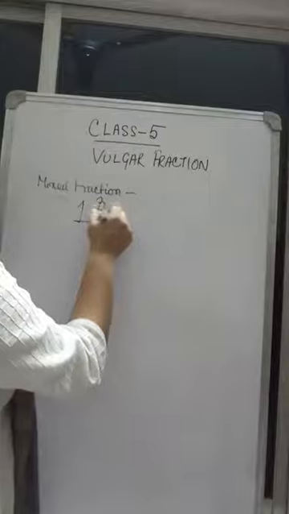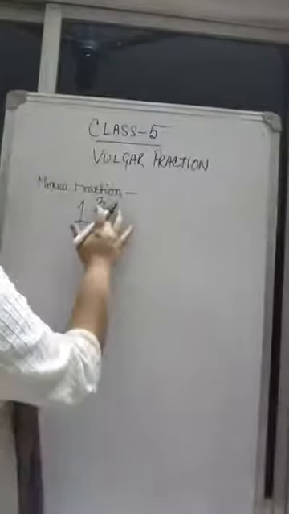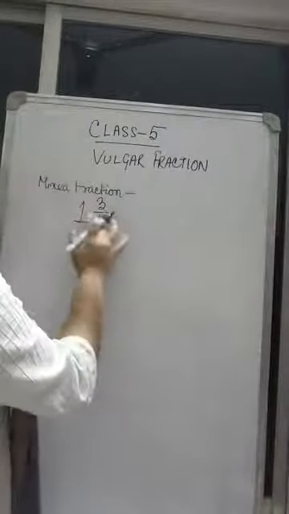The next is the mixed fraction. Now mixed fraction means you have a whole number, suppose 1, and then you have the fractional number, suppose 3 by 4. So one whole number and 3 by 4 together is known as a mixed fraction.